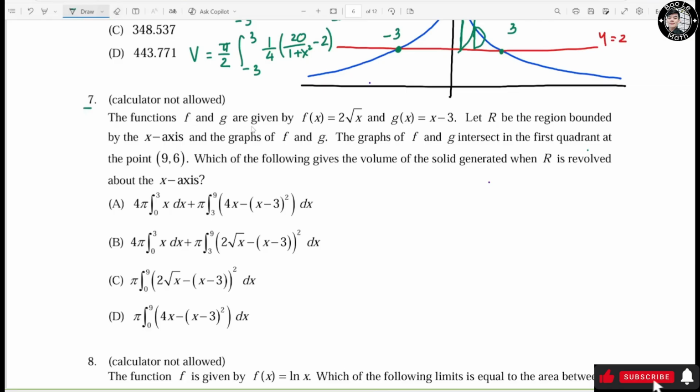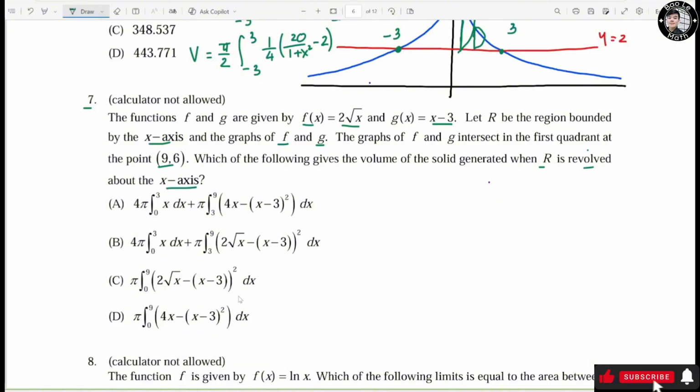The functions f and g are given by f of s equals 2 square root of s and g of s equals s minus 3. Let R be the region bounded by the s-axis and the graphs of f and g. The graphs of f and g intersect in the first quadrant at the point (9, 6). Which of the following gives the volume of the solid generated when R is revolved about the s-axis?